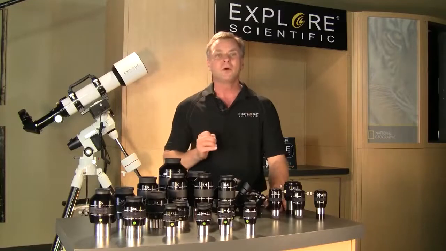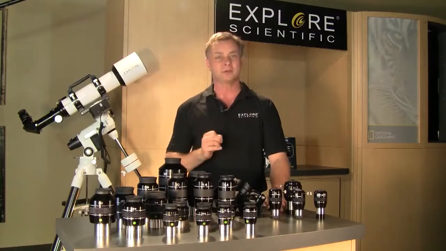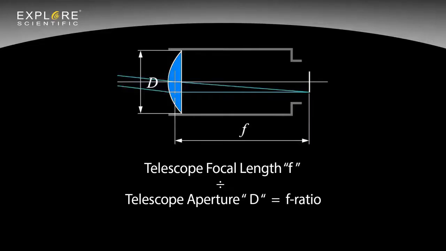This is how a telescope works: aperture, focal length, F ratio. The telescope focal length divided by the telescope aperture equals F ratio. From here we can determine magnification and true fields of view.